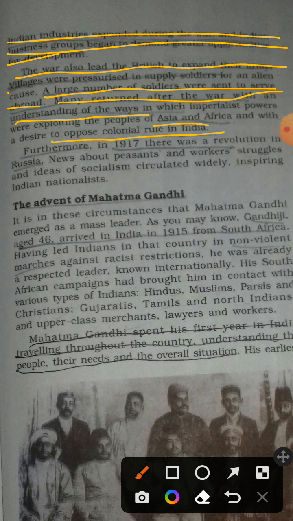Furthermore, in 1917 there was a revolt in Russia. News about peasants' and workers' struggles and ideas of socialism circulated widely, inspiring Indian nationalists.